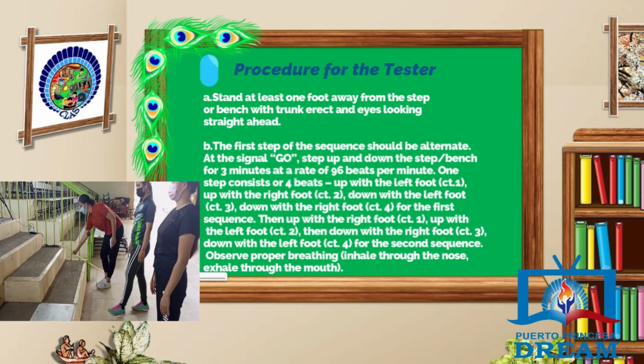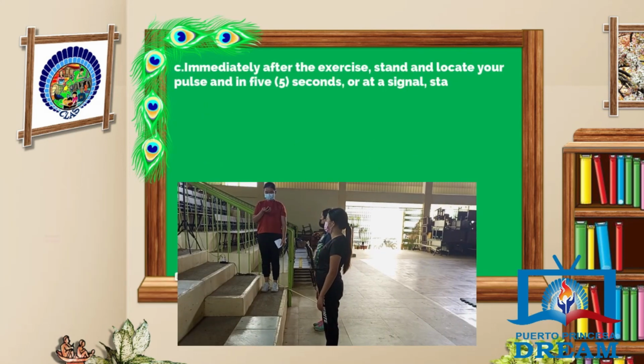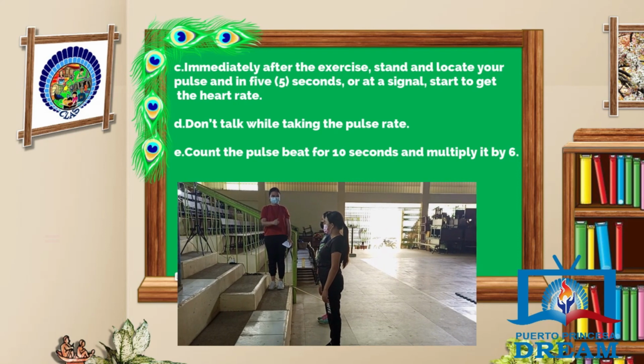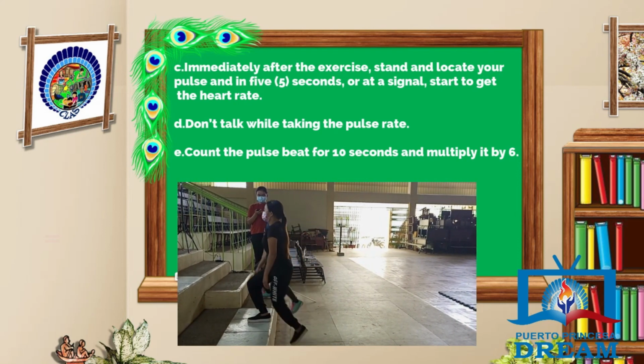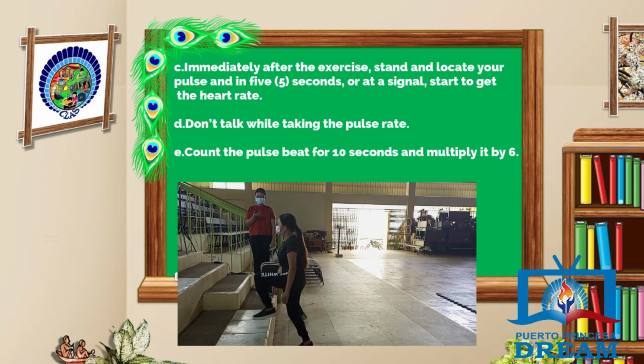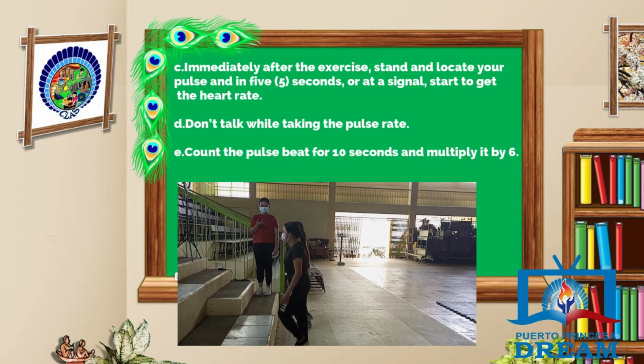Observe proper breathing. Inhale through the nose, exhale through the mouth. C. Immediately after the exercise, stand and locate your pulse, and in 5 seconds or at a signal, start to get the heart rate. D. Don't talk while taking the pulse rate.